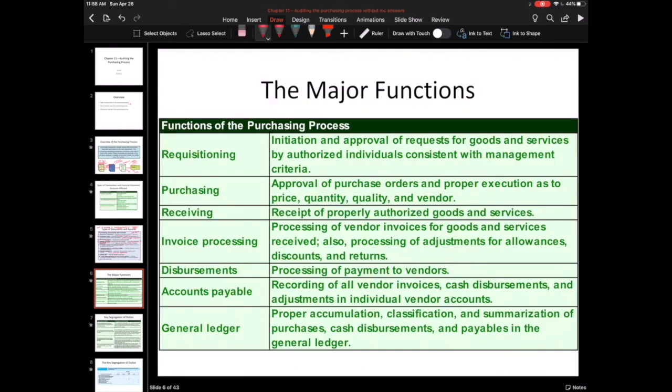So the functions in the purchasing process are going to be the original purchase requisition, then the purchase order is going to be put into place, then the actual purchase will occur, the goods will be received, that vendor invoice will be processed, then payment will be dispersed, and everything should be recorded. Once the payment is dispersed, AP should be relieved. Right? AP should be debited once the payment is dispersed, and everything should be recorded in the GL along the way.